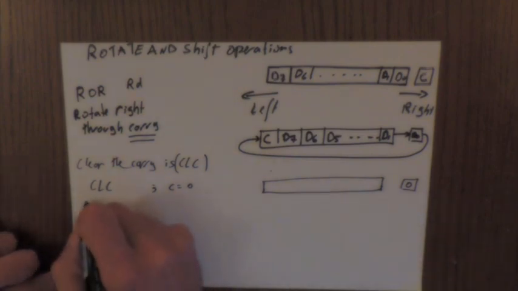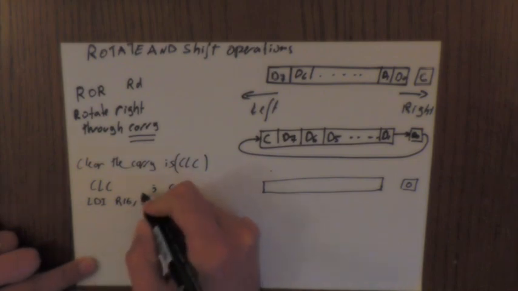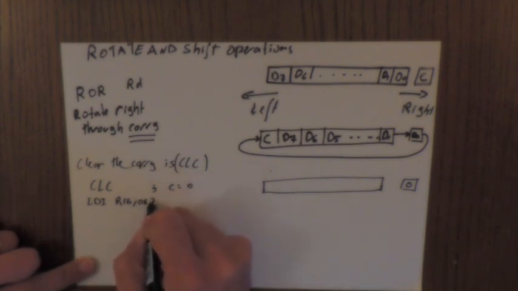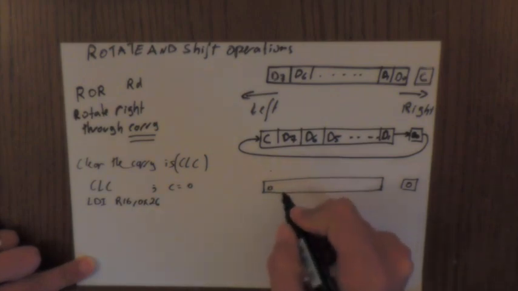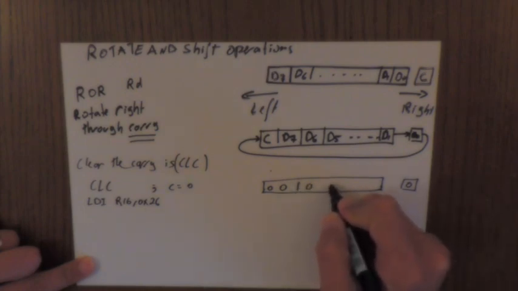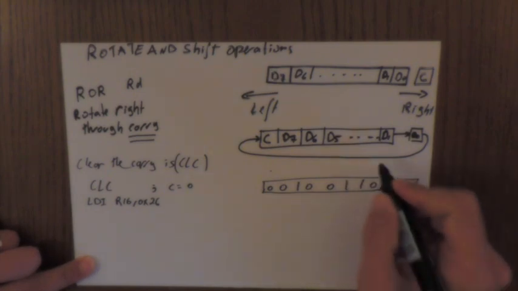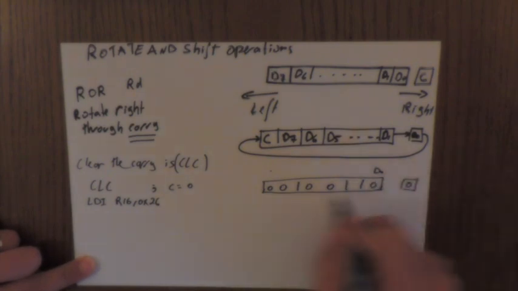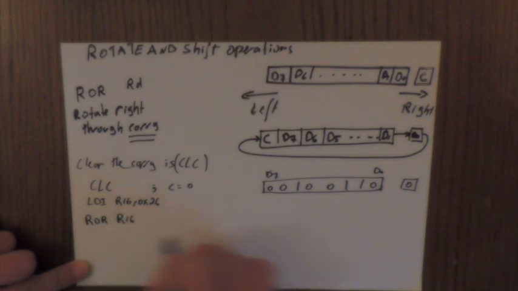Let's say we have LDI R16, 0x26. Let's fill in the bits. This is 0, this is another 0, 1, this is 2, and then we will have 0, 1, 1, 0. So this is D0 and this is D7. What happens when we do ROR R16?